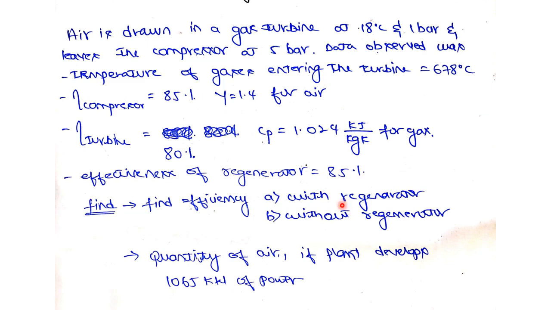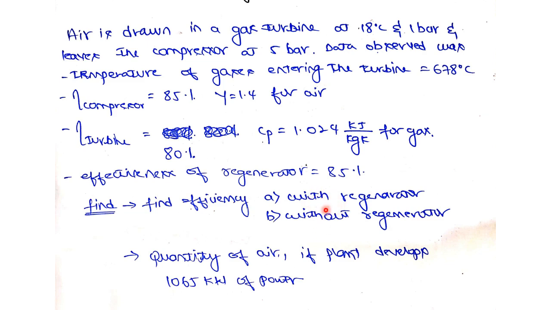When you do not take the regenerator into account, your value of Qs would be Q state 2 dash to 3. Keep this in mind. Without regenerator, Q 2 dash to 3. With the regenerator, it is Q 5 to 3. So only this difference, Qs value would change. So naturally the efficiency value would change. You need to find both the efficiency with regenerator and without regenerator.